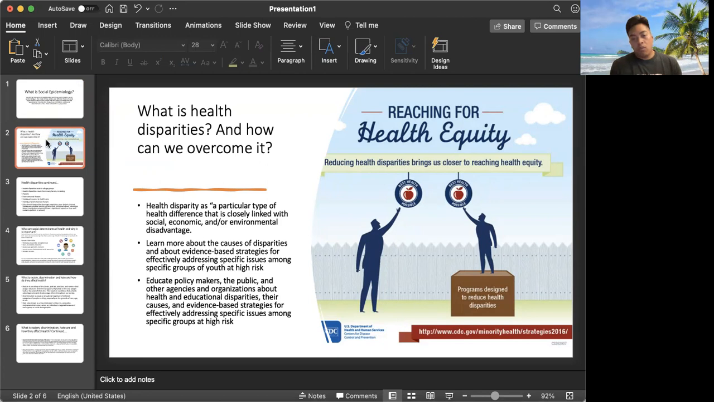And how can we overcome this? We can learn more about the causes of disparities by evidence based strategies that address these specific issues. We can also educate policymakers, the public, and other agencies and organizations about health disparities, and also learn about the evidence based strategies as well.